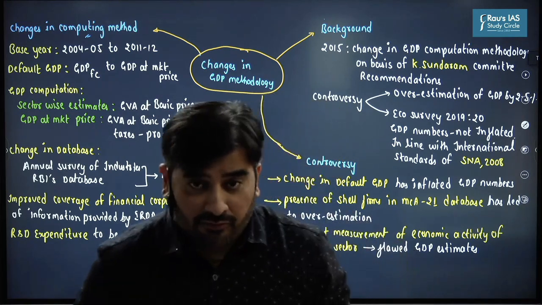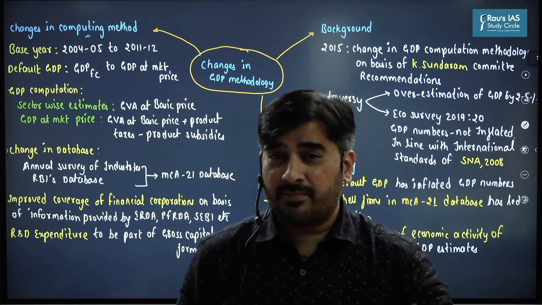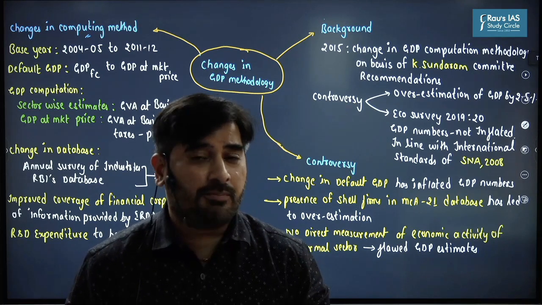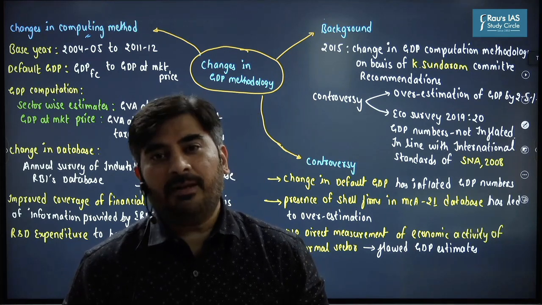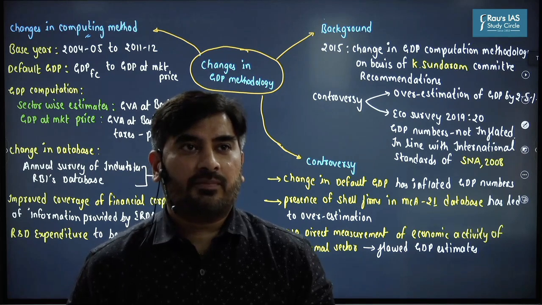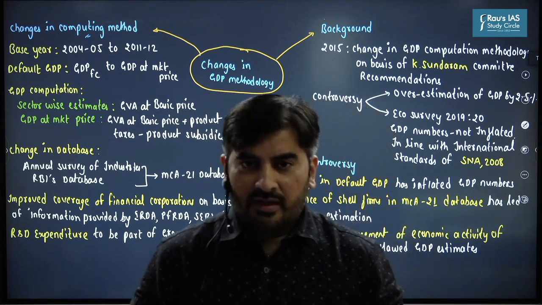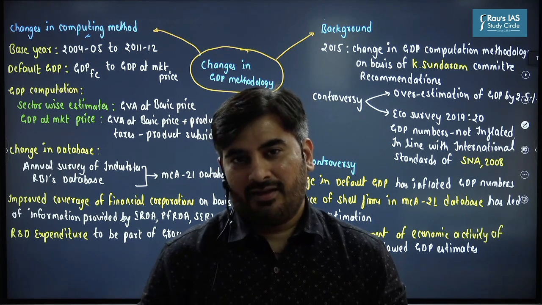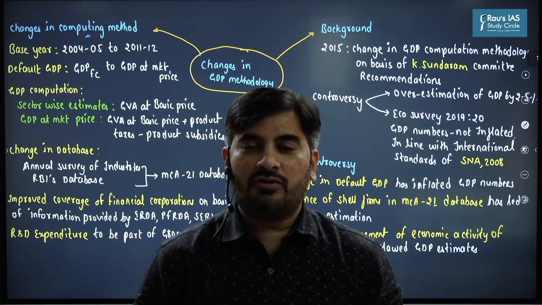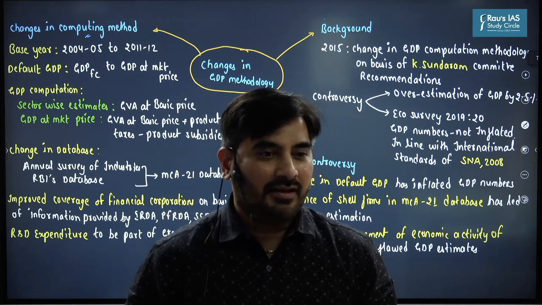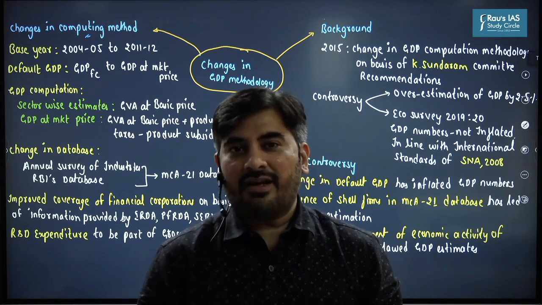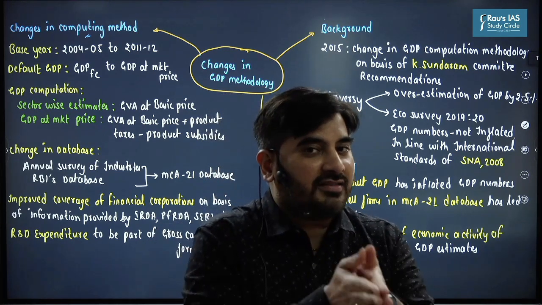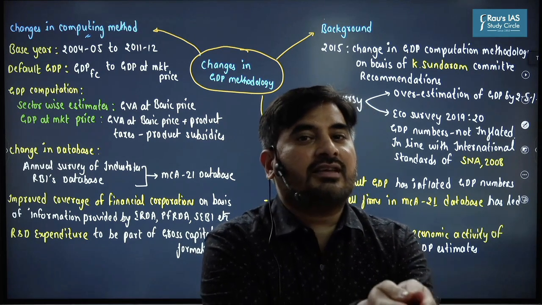Next, we have improved the coverage of financial corporations such as insurance companies, pension fund companies, mutual fund companies. Even the contribution of these companies we are taking into account based upon the information provided by the respective regulators such as SEBI, IRDA, PFRDA, and so on. And last and most important is inclusion of R&D expenditure as part of the gross capital formation, that is GCF. I hope most of you know that when we measure GDP through the expenditure method, we take into account 4 parameters, right? Private final consumption expenditure, gross capital formation, government final consumption expenditure, and net exports. So now the money that we are spending on research and development, we are including it under gross capital formation, GCF.